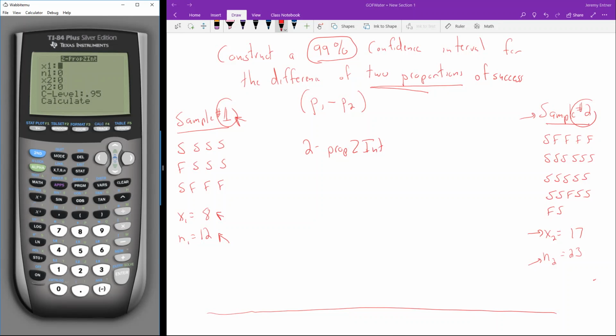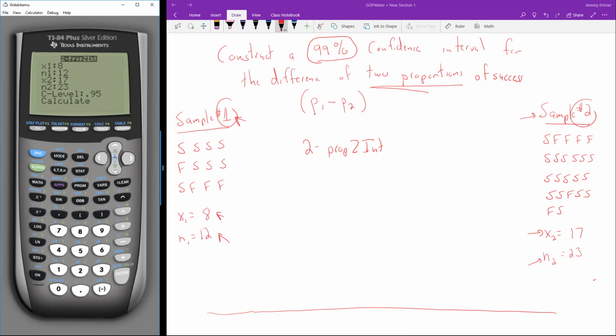It looks like all the numbers I already counted up. So I type in my x1, and then I type in my n1. That's the first group's information. Then I look at my second group's information: x2 is 17 successes, and n2 is 23, my sample size.